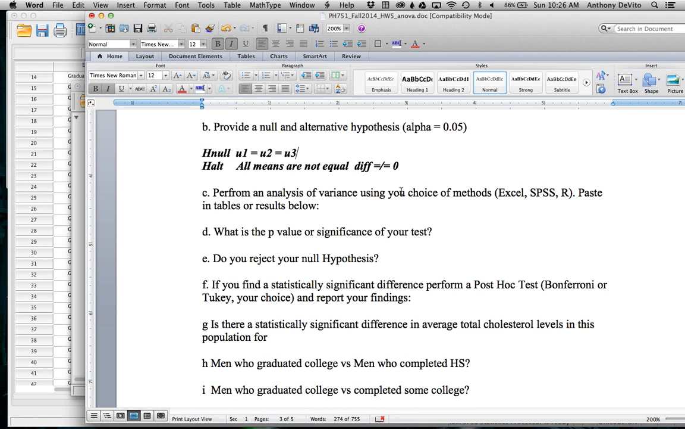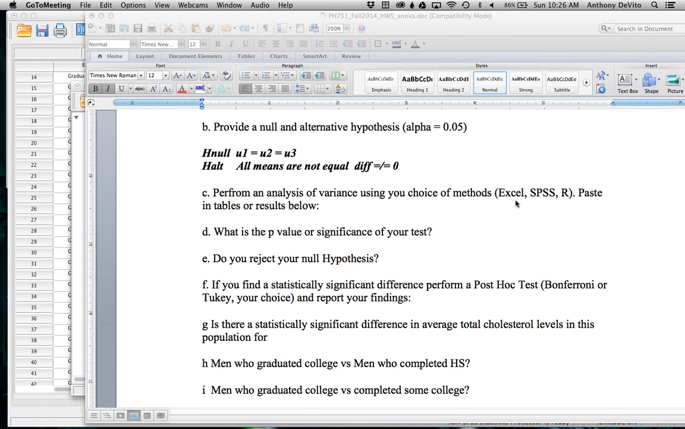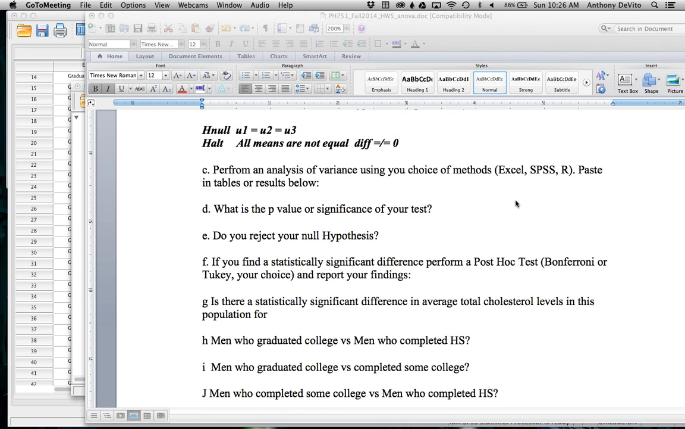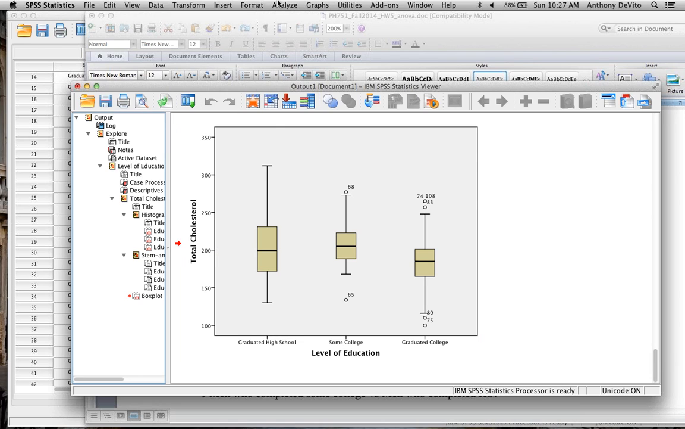Perform an analysis of variance using your choice of methods: Excel, SPSS, and R. We're going to use SPSS, of course. Paste in the table. If you want to use something else, we have an Excel file there. We have the .csv, a comma delimited file that you can use with R and so on and so forth. But I'm going to use SPSS for our purposes. It's going to be easiest for us to complete.